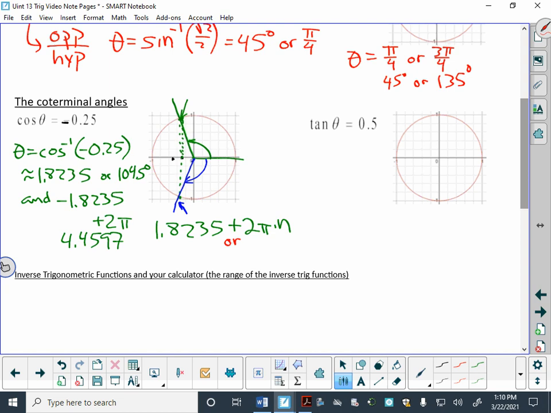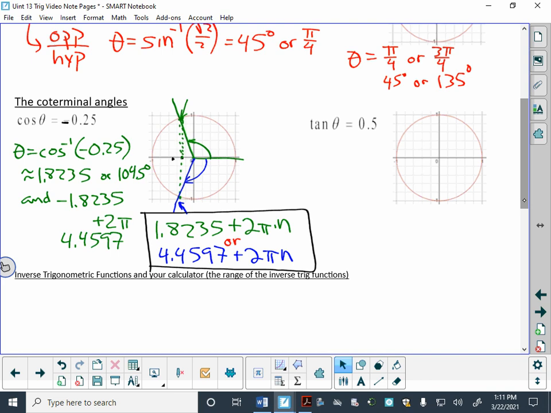Or I have the answer here for where the blue one is, which is 4.4597 plus 2 pi n. Now, n is an integer, so it could be a negative number, and if I want to spin clockwise around the circle and get to some of those negative radian angles, I could do that as well. So this is actually the complete answer for cosine theta equals negative 0.25. Any one of these will get that for me.